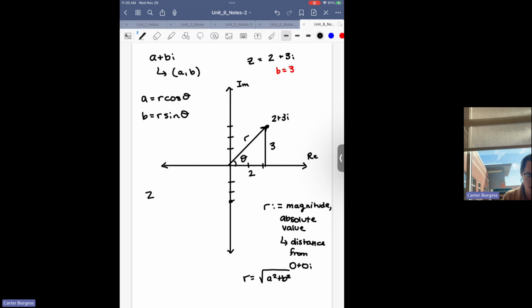And so our complex number z should be able to be written in the form of r cosine of theta plus i r sine of theta. Factoring out an r, we might write this as r times cosine of theta plus i sine of theta.